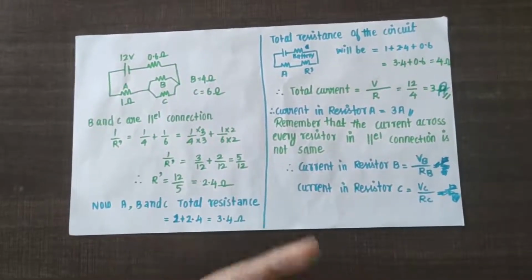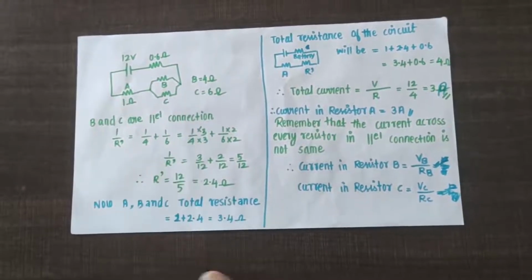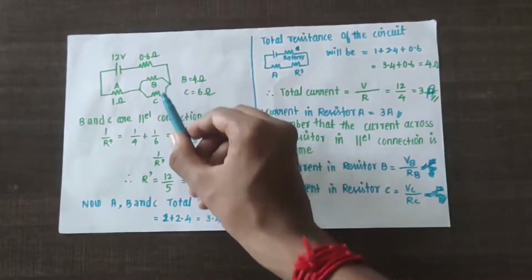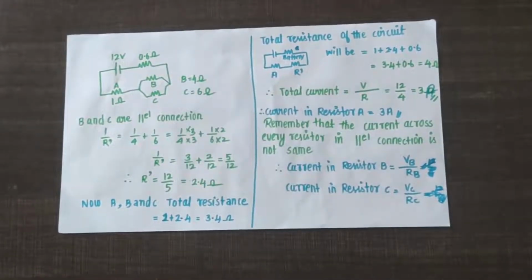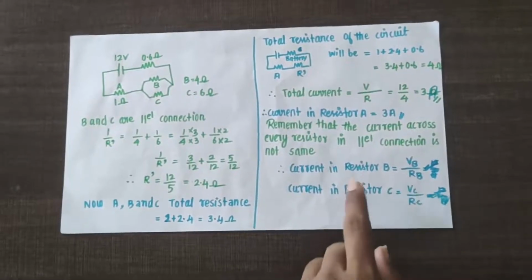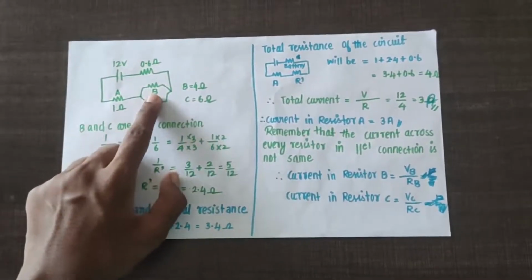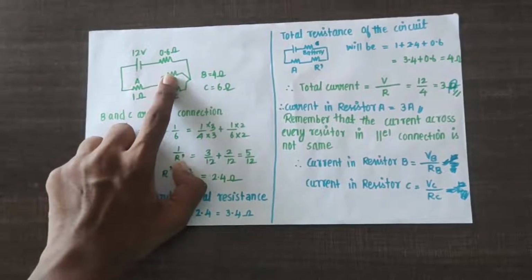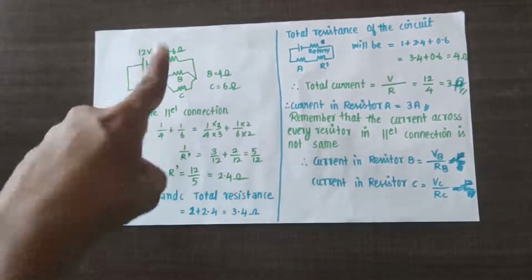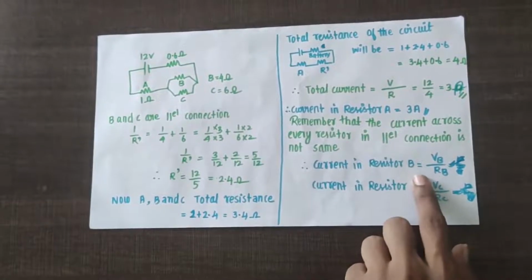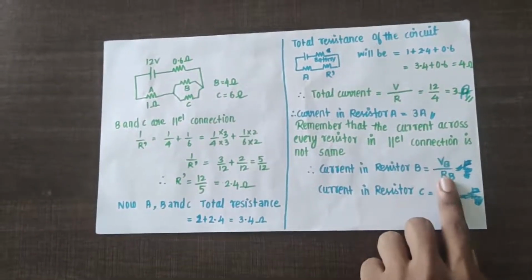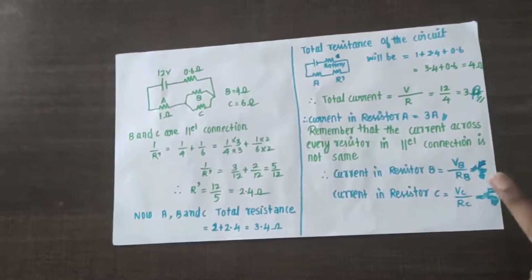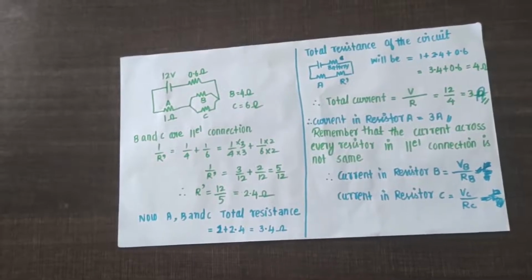You have 2 more points also, because you have to find the current in resistor B and C. It's very important. Remember that the current in the resistors will be different in case of a parallel connection. Current in resistor B will be equal to voltage divided by resistance, that is, the voltage across this resistor divided by its resistance. Current in B is voltage of B divided by resistance of B. Similarly for C, the voltage across resistor C divided by resistance of C. Very simple.